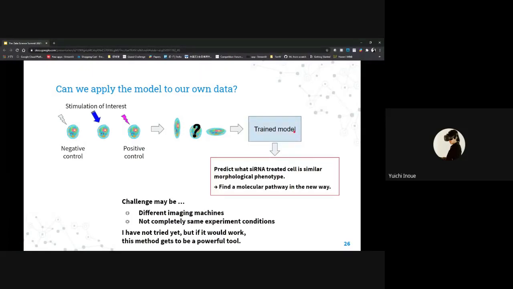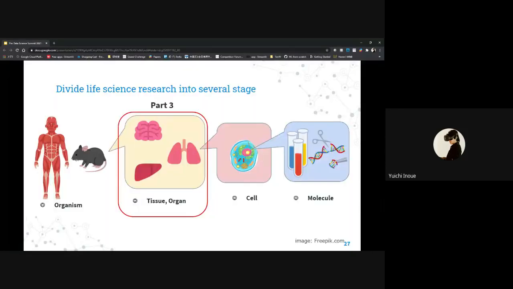Then we can see which morphologies of our cells are similar to those of the siRNA-treated cells. As a result, we should be able to predict the molecular mechanisms of what we are studying. Of course, there are a few issues that need to be resolved, but if this works, I think it will be a very powerful tool. Okay, now let's move on to the tissue level.